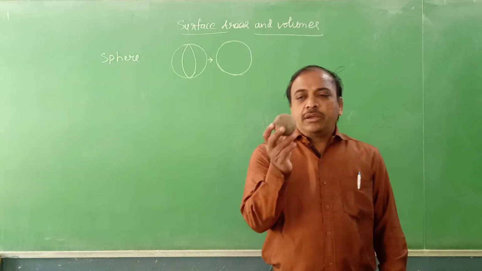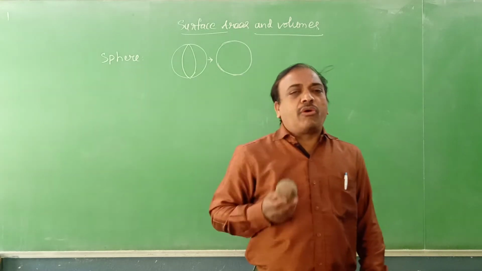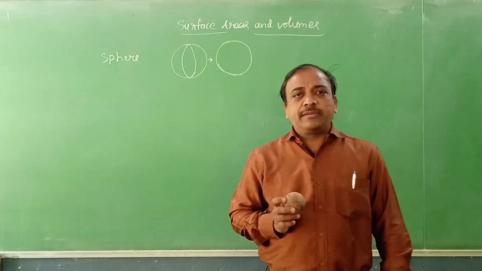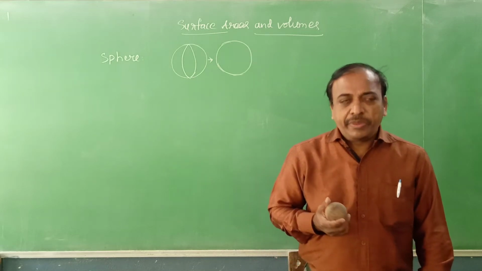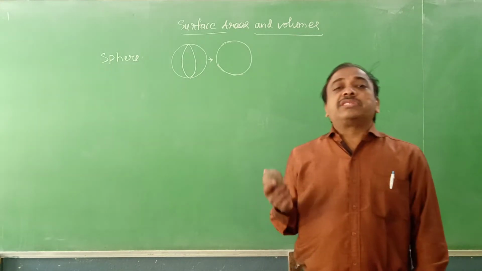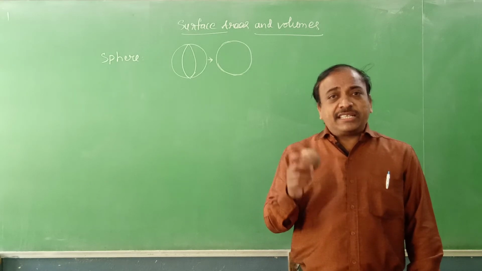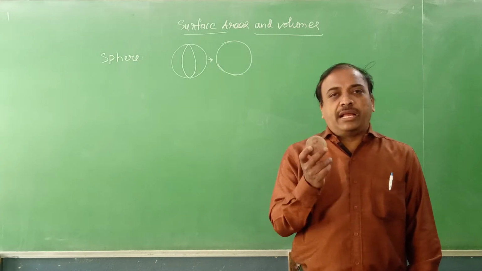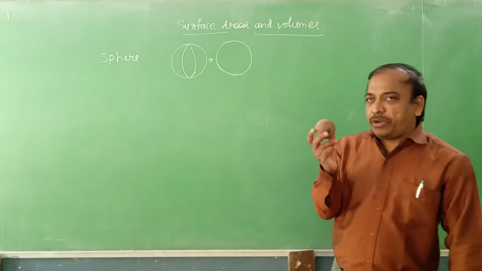You see, look at this. What is this? Yes, this is a ball. What is the shape of this? This is a spherical shape. Why do we say this is a spherical shape? A solid whose surface appears as a spherical, we call it a sphere. This is an example of a sphere.